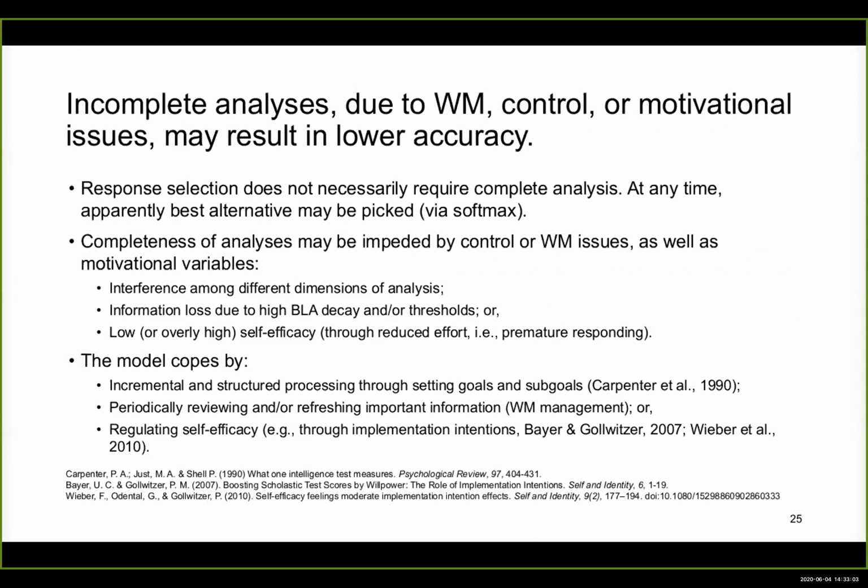So one thing to consider is that incomplete analyses can result in lower accuracy. And there may be any number of reasons for incomplete analyses. In particular, we could have working memory issues, such as the deletion of chunks that I just mentioned. We can have control issues, such as interference among different features. So features being activated when they shouldn't be because the network forgot to filter out visual inputs when it was trying to combine row descriptions. And there may also be motivational issues. So low or overly high self-efficacy may result in essentially premature responding, leading to an incomplete analysis.